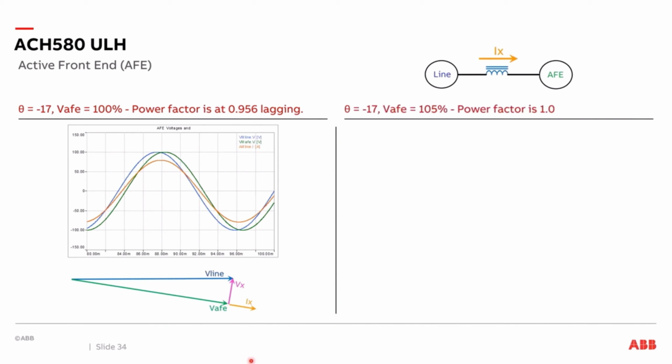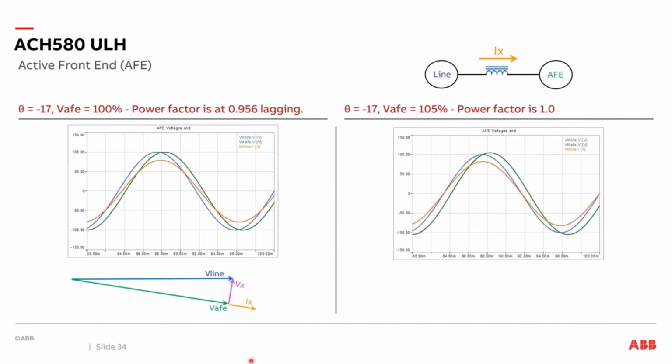If we leave our phase angle at negative 17 degrees and change the voltage of the active front end to 105%, we can line up our power factor. So let's look at this here. In blue is the voltage of the line. The voltage of the active front end is 105% of the voltage of the line, so it's a higher voltage. It's lagging by negative 17 degrees, but the results are what happens in the phasors.